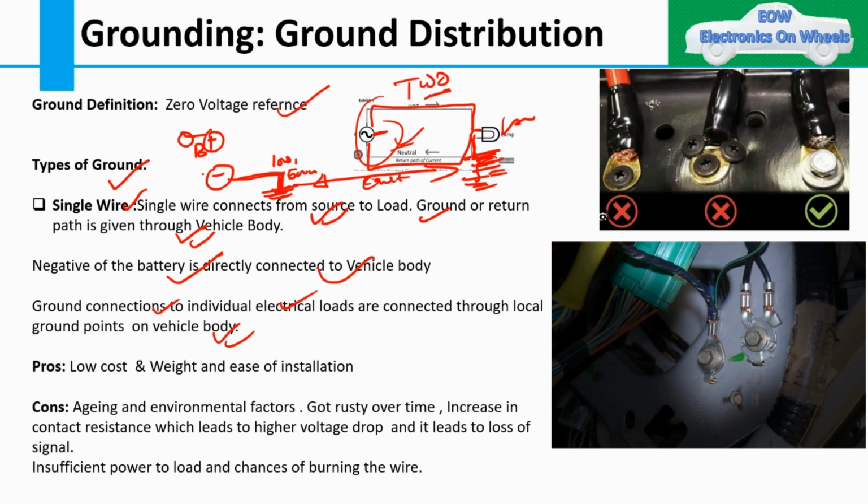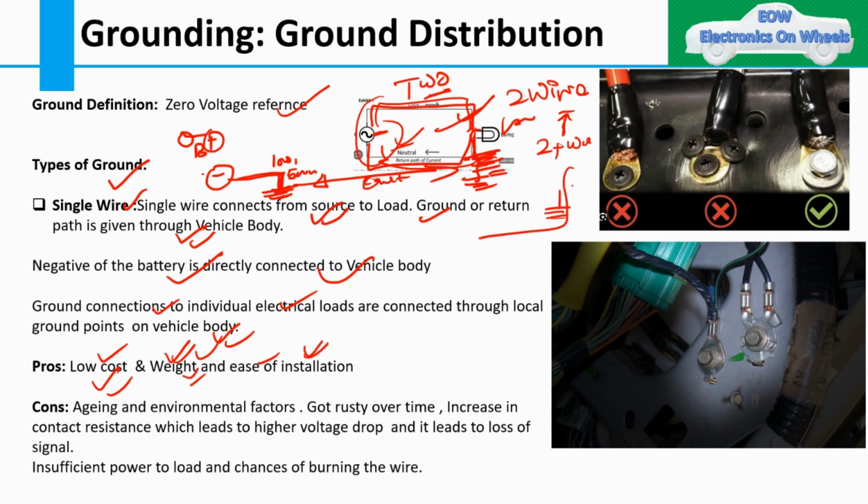Now coming to the pros and cons of this single wire. First is low cost, weight, and ease of installation. Simply, low cost. Why low cost? When you go with the two wire method, you are running two wires from the battery to the load, one for positive and the other for negative. If two wires, then there would be higher cost. But when I go with a single wire, there would be a low cost. Then weight: simply, if you are using one wire, there would be less weight. Ease of installation: definitely you are not running all these negative wires to the battery. So if you want to check or install something, it would be easy for you. So these are the pros of this particular single wire.